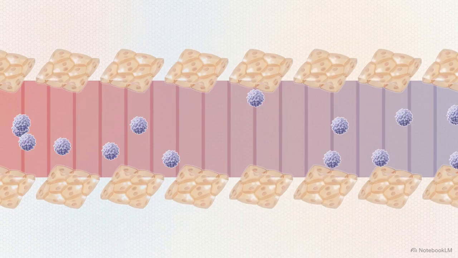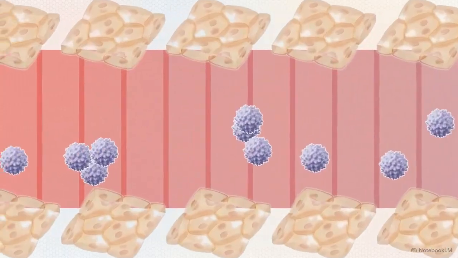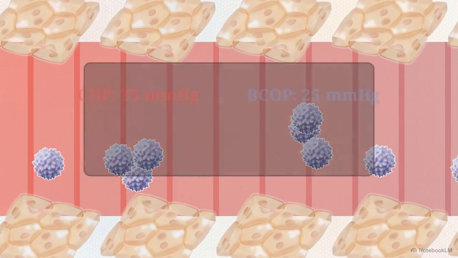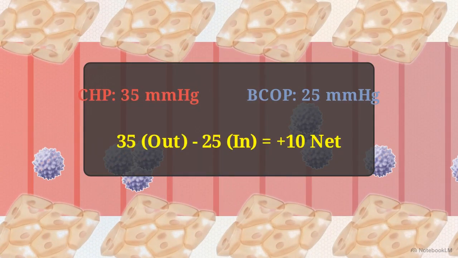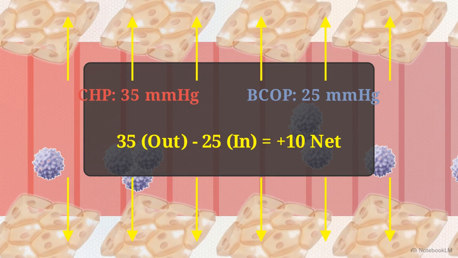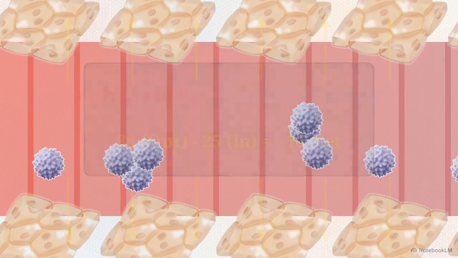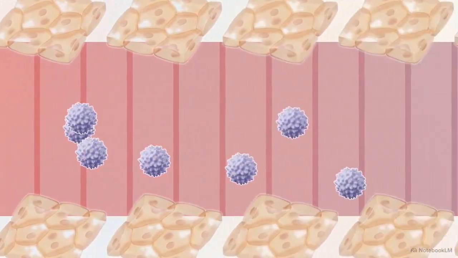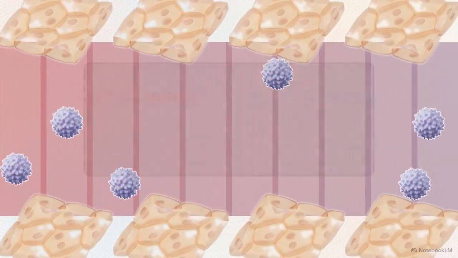Let's walk through this microscopic tug-of-war from start to finish. This diagram tracks the changing pressures as blood travels. At the arterial end, blood just arrived from the heart, so the hydrostatic push is strong, around 35 millimeters of mercury. Subtract our steady osmotic pull of 25, and we get a positive net filtration pressure of 10. The result is filtration. Fluid is forced out into the tissues.